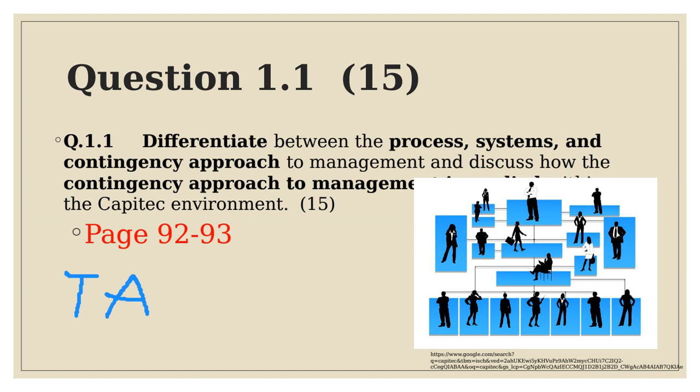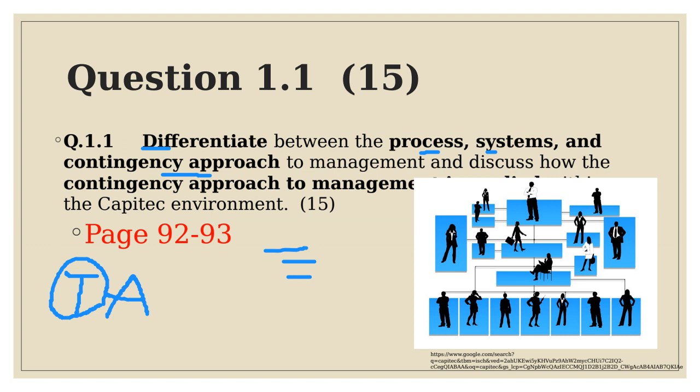This question is asking us to differentiate between the process, systems, and contingency approaches to management and apply this to Capitec and say, how does Capitec use the contingency approach in their happening? Okay, so the first thing that you need to do is the theory. So let's take the T part of question 1.1, the theory. Differentiate meaning tell the difference. So in an answer, differentiate. So define process approach, define systems approach, and define contingency approach. And then tell me what is the difference between the three approaches.